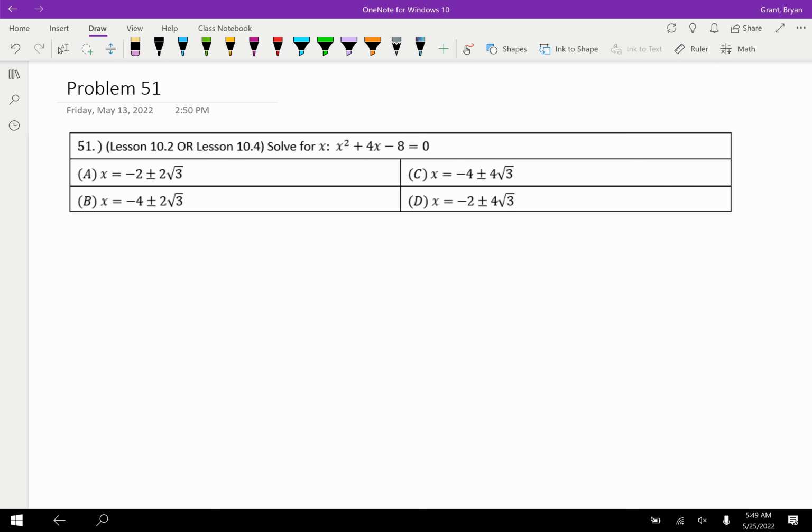We're focusing on problem 51 in this video, and that comes from either Lesson 10.2 or Lesson 10.4. At first glance, those might seem unconnected because 10.2 discusses completing the square, and 10.4 is all about the quadratic formula. So I'm actually going to label both of these methods because we're going to go through both of them. The way that they probably want you to do this problem is with completing the square.